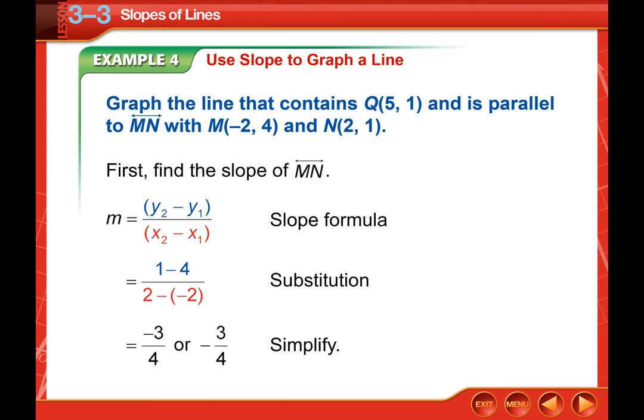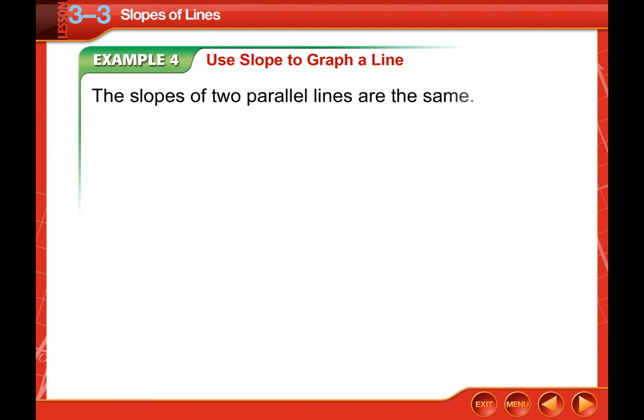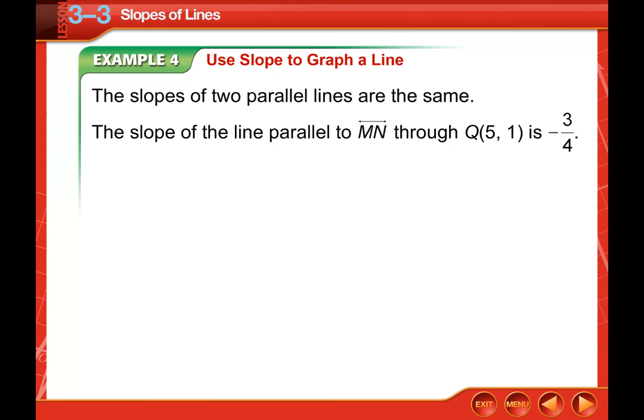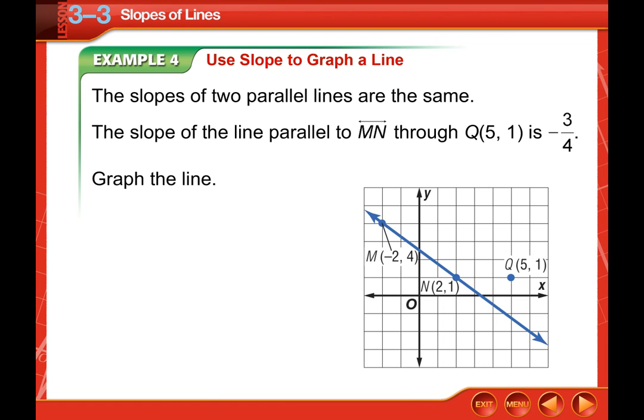Okay, so that slope is needed with point Q. Okay, because the slope of two parallel lines is the same. So this is the slope of our new line. The line parallel to MN through point Q will have a slope of -3/4. So now we can graph that line. Okay, here was the initial line MN. Point Q is at (5, 1).